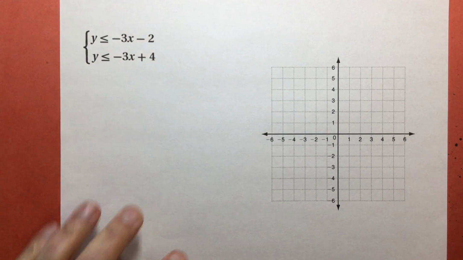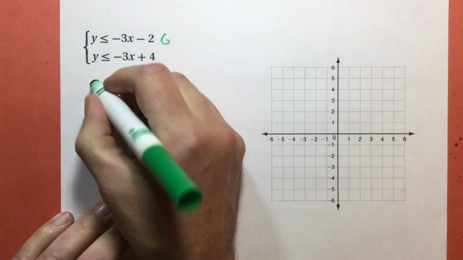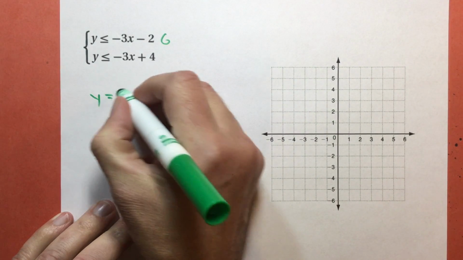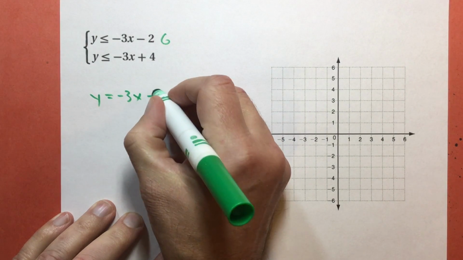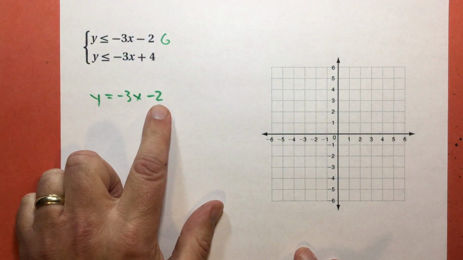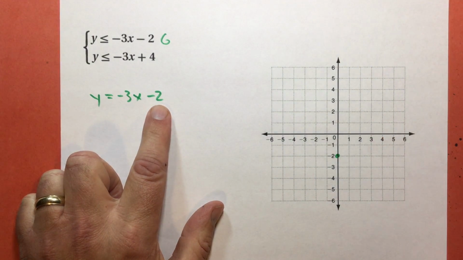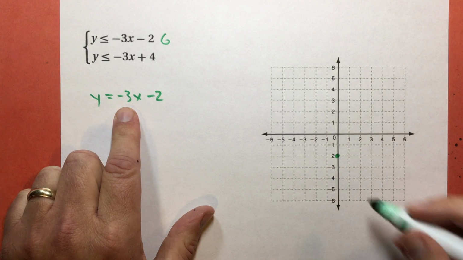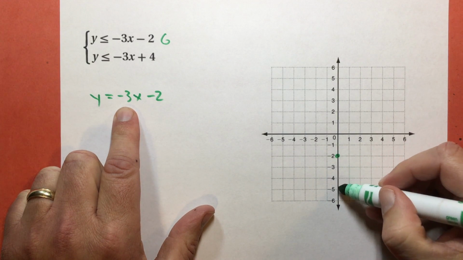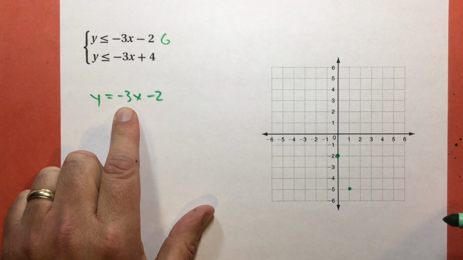All right, so here's my green one. My boundary line is y equals -3x subtract 2. My y-intercept is -2. My slope is -3. That tells me to go down 1, 2, 3, and to the right 1.